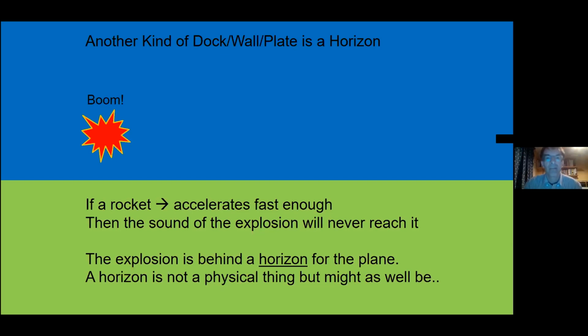It's sort of a boundary to the cosmos that we can know about, and it doesn't just work for the speed of sound. It also works for light, in that if the rocket accelerates fast enough, then even the light from the explosion will not catch up with it. So a horizon is not a physical thing, but in what follows, I'm going to treat it as if it was.